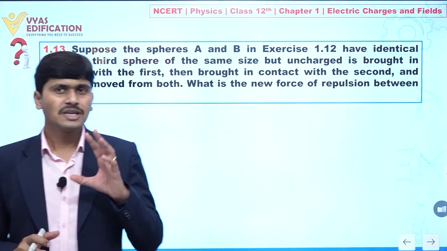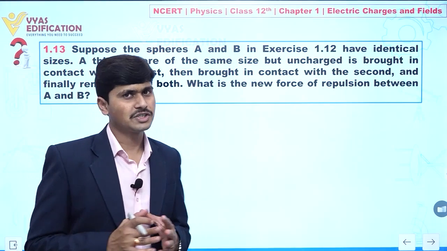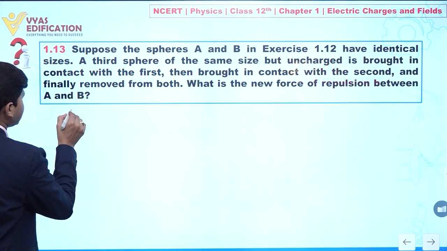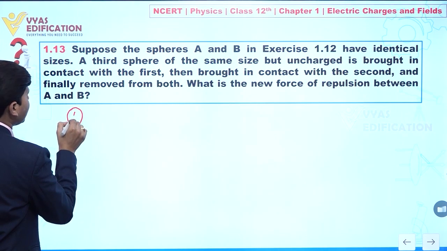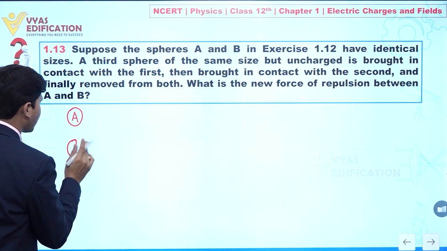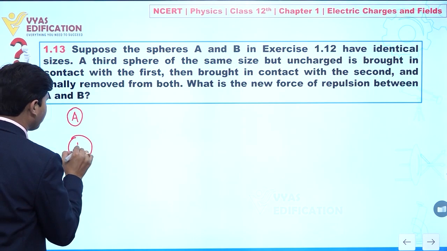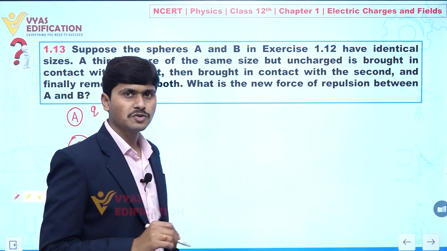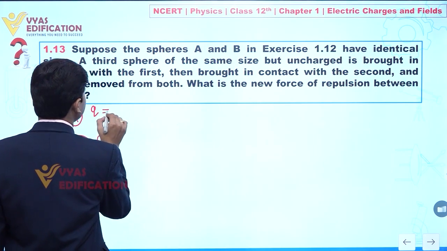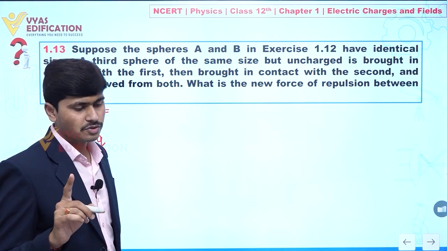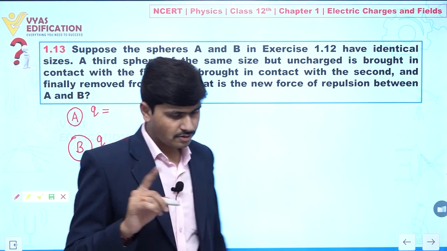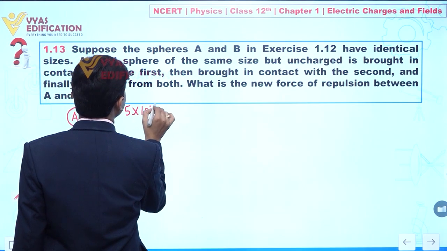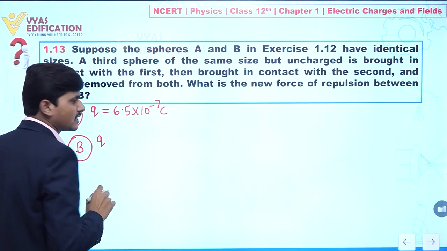So let us try to understand what the situation is. Listen carefully. Let's suppose initially we have A, and this is B, and both have charge Q. The value of charge Q is given to you as 6.5 into 10 to the power minus 7 coulomb.